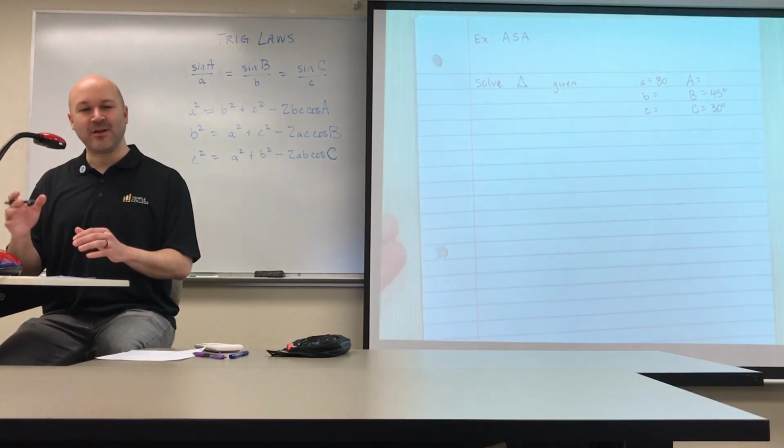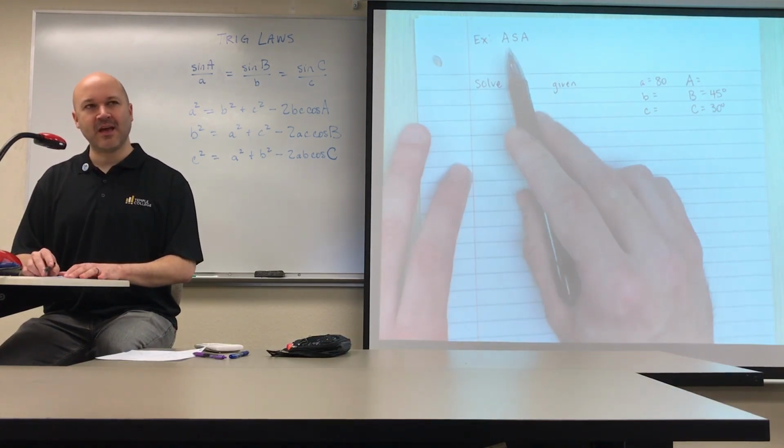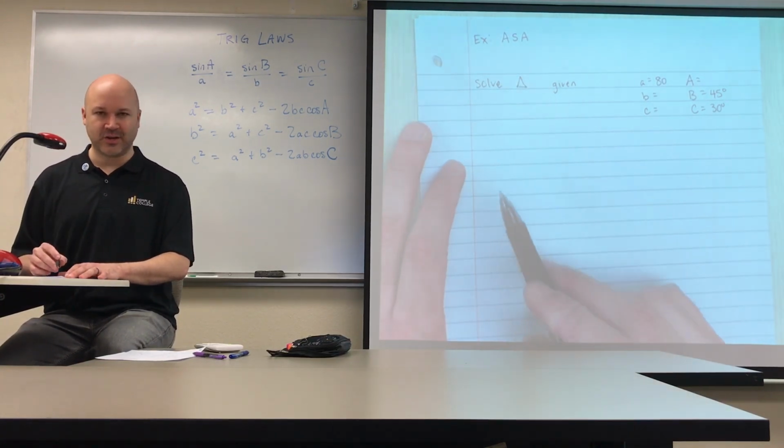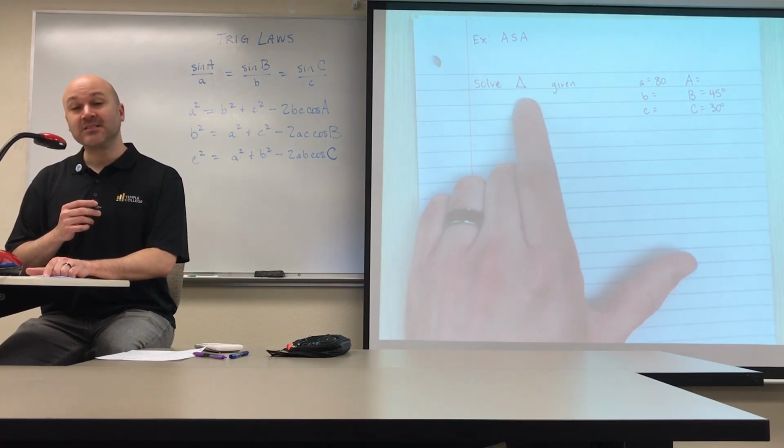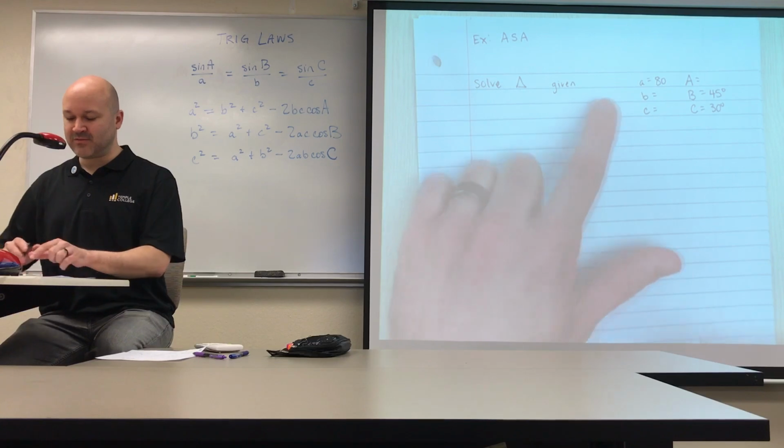All right, let me do another example, very similar. This time the angle-side-angle situation, or that case. It's very similar. We were asked to solve a triangle, and this time we're given this information.